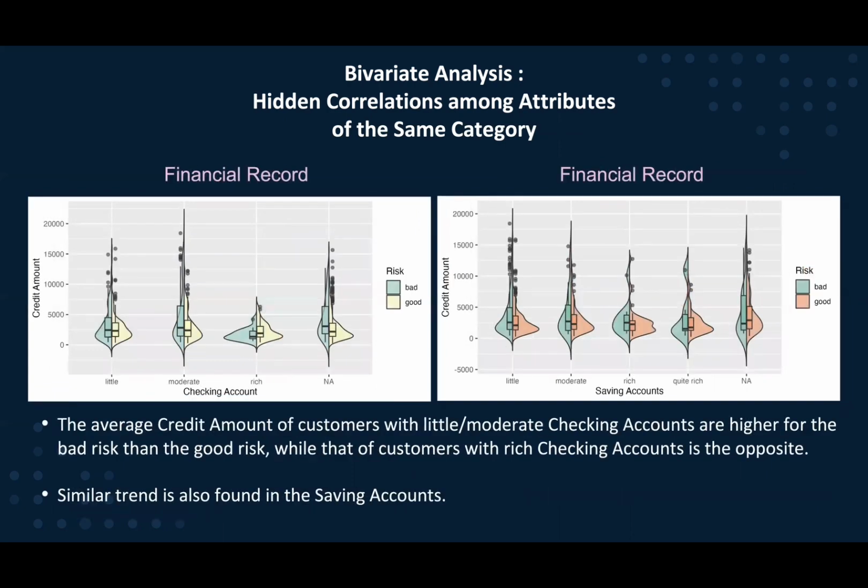Interestingly, we found that when customers have little or moderate or NA checking account, their average credit amounts are higher for the bad risk group than the good risk group. On the contrary, when customers have rich checking account, their average credit amounts are lower for the bad risk group than the good risk group. A similar trend is also found in the saving account attribute.